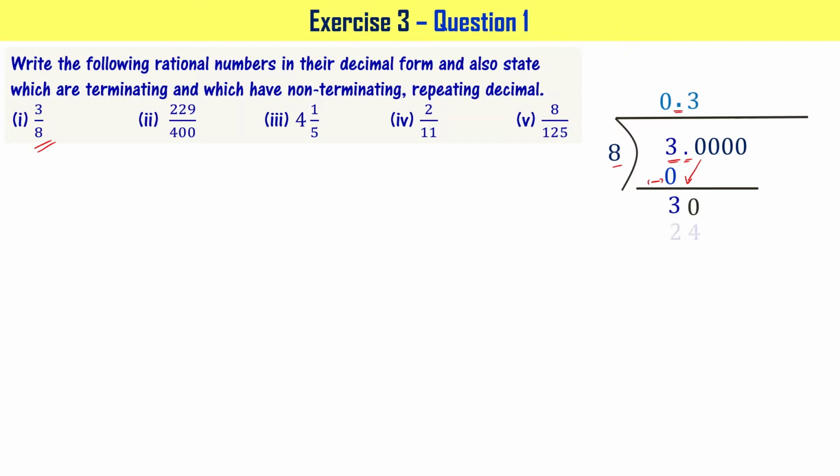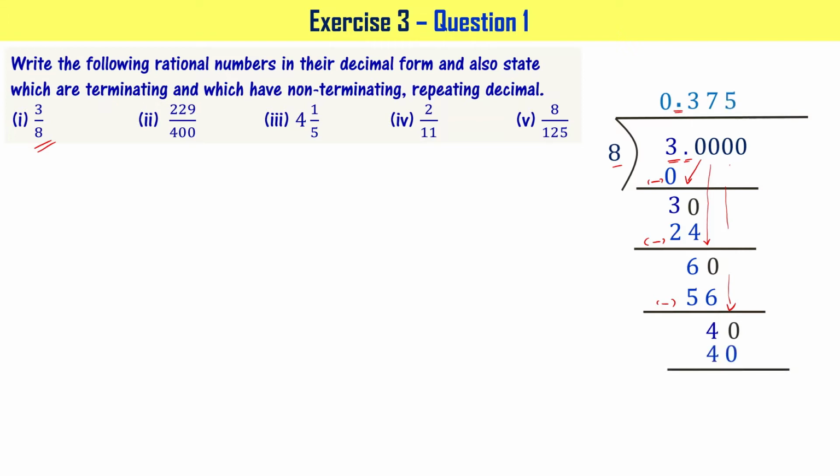Now 3 times 8 is 24. Let me subtract 24 from 30. When I do that, I get 6 as the answer, right? Now let me bring another 0 down. 6 becomes 60 and 7 times 8 is 56. Let's subtract 56 from 60 so that I have 4 as the remainder. And now let me bring 0 down so that 4 becomes 40. We know 5 times 8 is 40. When you subtract 40 from 40, you have remainder 0, right?